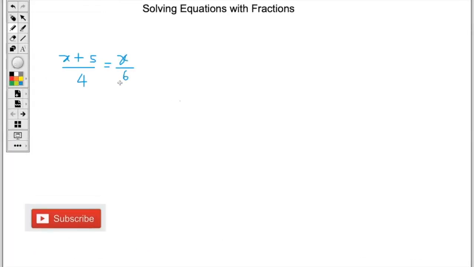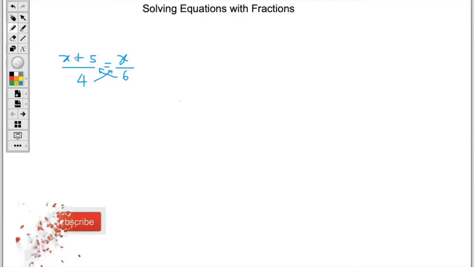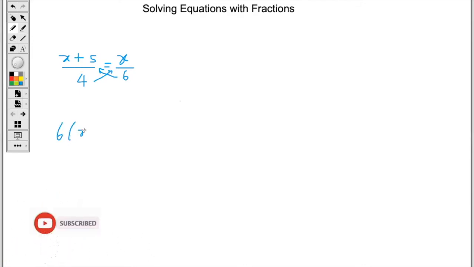For the next example that we have, similar to the one that we were doing, but we have 2x on both sides. So we have it in fractional form. So what we do, we cross multiply to get rid of the fraction. So 6 times the x plus 5, and it's equal to 4 times x. Then expanding, 6 times x, then 6 times 5. So 6 times x, that's 6x. And 6 times 5, that is 30.